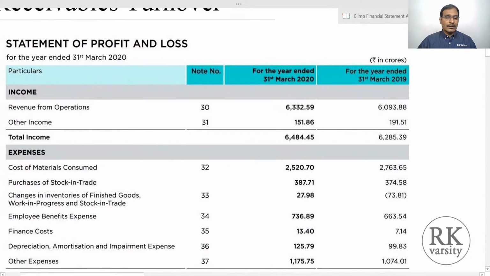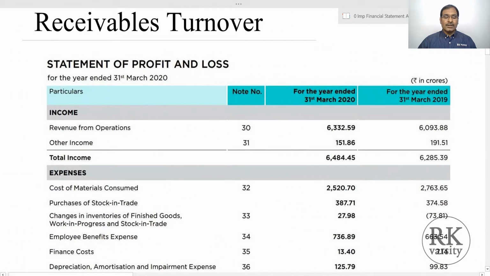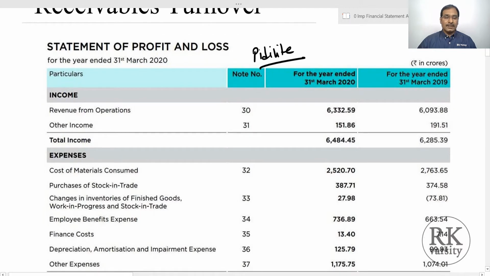Now here we have a profit and loss account of Pidilite. Pidilite is an industrial chemical manufacturer and adhesives maker, popularly known for Fevicol and all are manufactured by Pidilite. So this is the statement of profit and loss of Pidilite. And here you can see that the income is classified under two heads. One is revenue from operations and the other is other income. So while calculating receivables turnover ratio, we consider revenue from operations as credit sales.